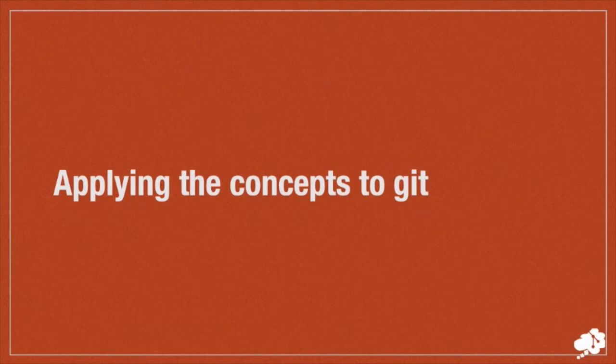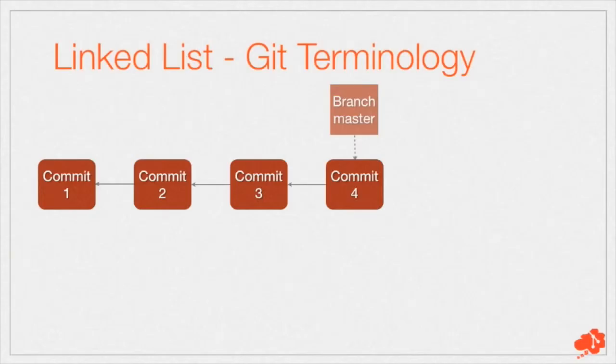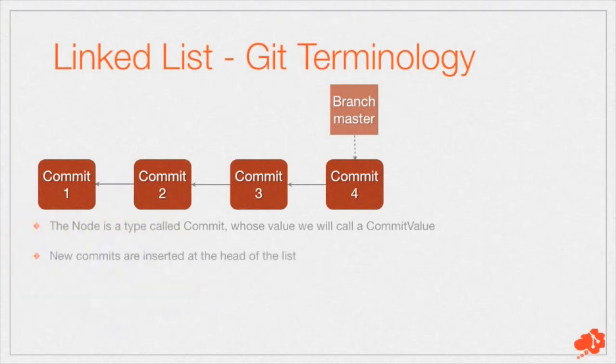Now, why would linked lists apply to Git? Well, as you can see, I have here a linked list, but I've laid over the top of this Git terminology. In this case, a node of the linked list is a type called commit, and its value is a value we are going to refer to as a commit value. New commits are always inserted at the head of the list. There is not an append. The next pointer is actually called parents. While it's plural, we aren't going to deal with that now. We will see more about that later in this video.